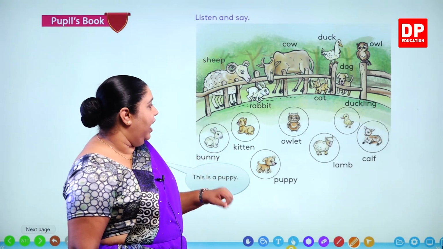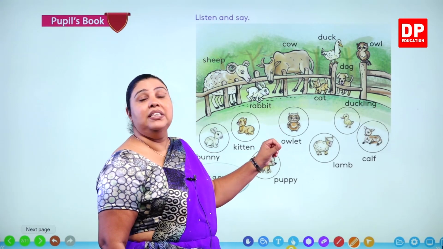K-I-T-T-E-N. Kitten. Right. Then we have the owlet.